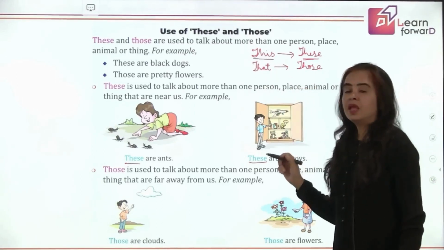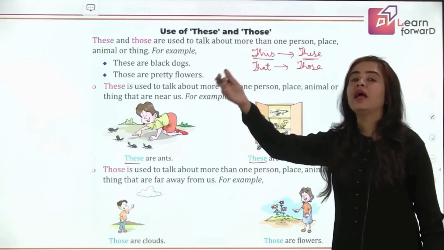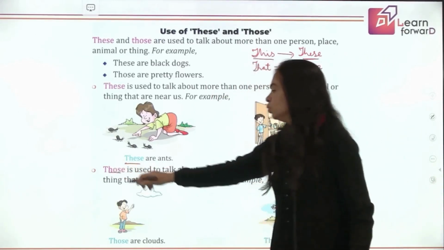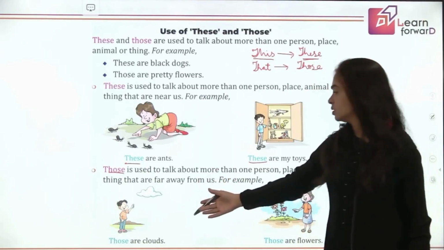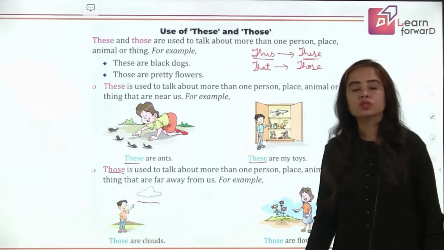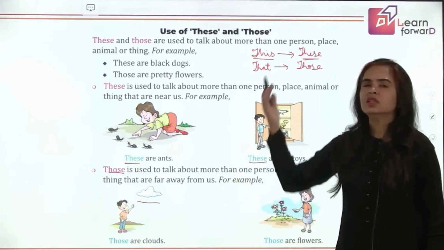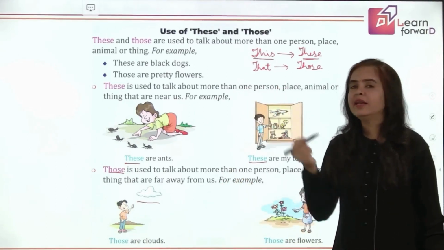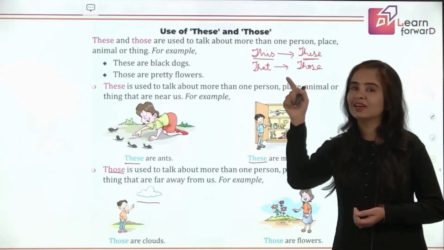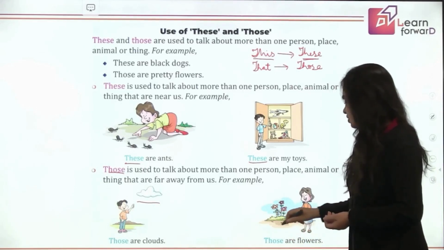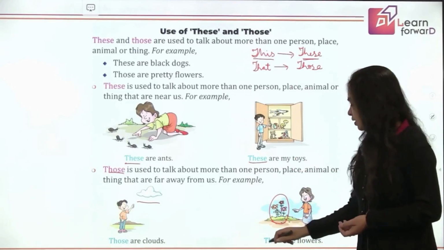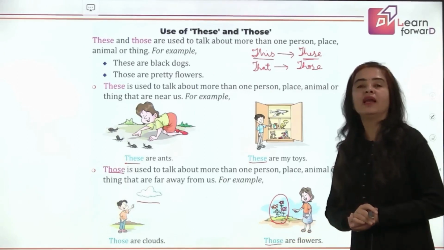Good. Now for the things that are in plural and they are away, we use the word those. For example, this boy is saying those are clouds. So he is talking about the clouds. They are far away, isn't it? And they are in plural. So he is using the word those to point them out. Those are clouds. And she is saying those are flowers because they are away from the girl and they are in plural.